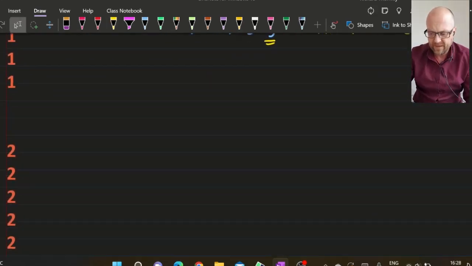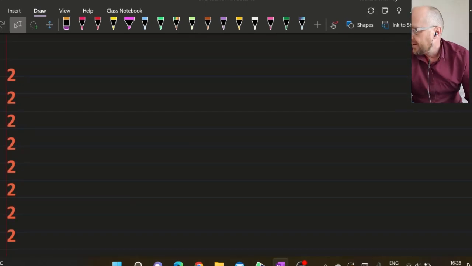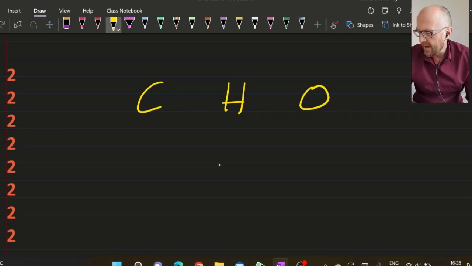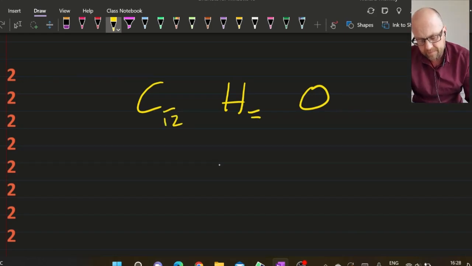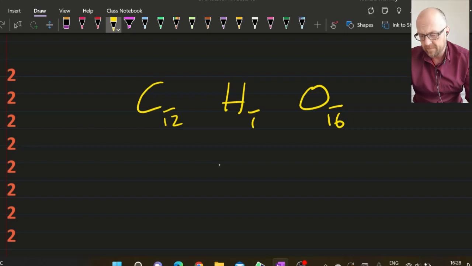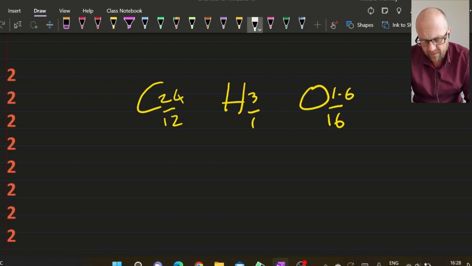Empirical formula. That should be nice. So write out the atoms or the elements in big. Put the molar masses down. And then put the mass or the percentage above each one. 24, 3, 1.6. All right, let's do the maths.